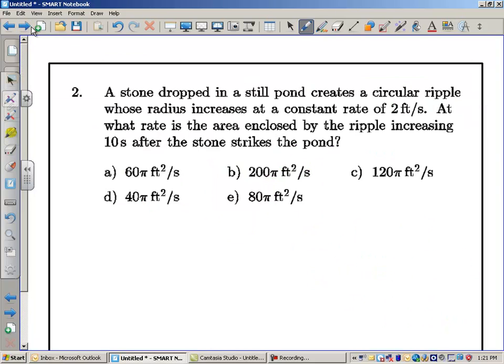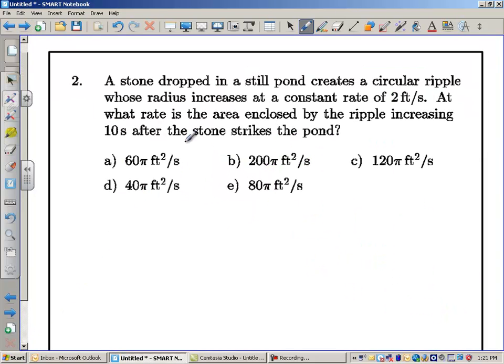Let's do another one. A stone dropped in a still pond creates a circular ripple whose radius increases. Oh look, we're dropping this. You can imagine these concentric circles that you've probably done this before. It's actually very fun. The radius increases at a constant rate. That's a derivative. That means this number is a derivative, which is going to be dr/dt, or r prime. That's what this is right here. At what rate is the area enclosed by the ripple increasing 10 seconds after the stone strikes the pond?